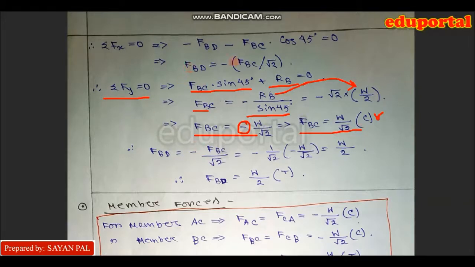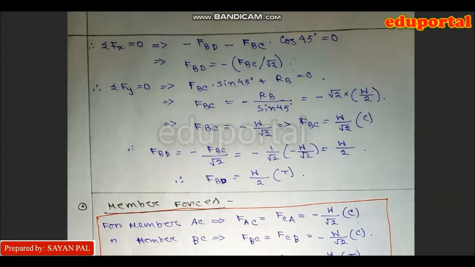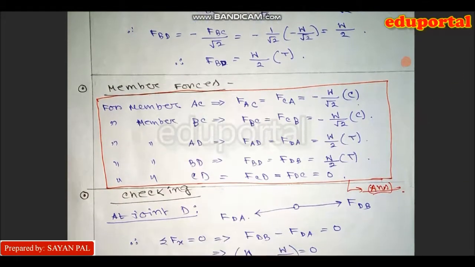Now we know F_BD is equal to F_BC by root 2. Now put this value of F_BC here, and we get F_BD is equal to W by 2. Because it is positive, it is tensile. So we finally got F_BC is equal to W by root 2 compressive and F_BD is equal to W by 2 tensile. Okay, now let's summarize the member forces.